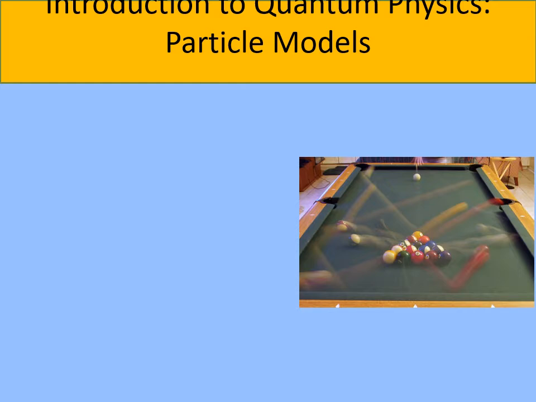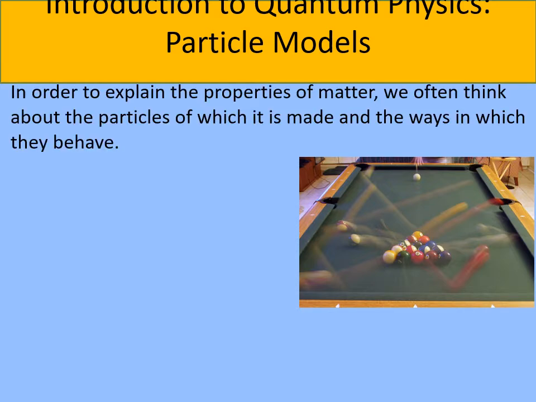In order to explain the properties of matter, we often think about the particles of which it is made and the ways in which they behave. So we imagine particles as being objects that are hard, they have a mass and move about according to Newton's laws. When two particles collide, we can predict how they will move after collision based on what we know about their masses and their velocities before collision.